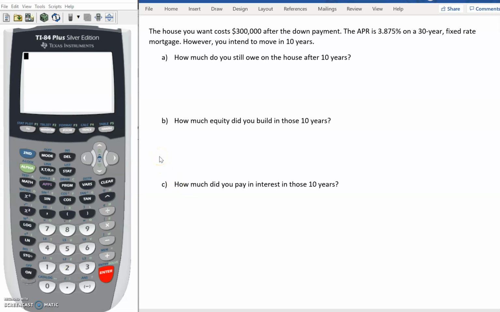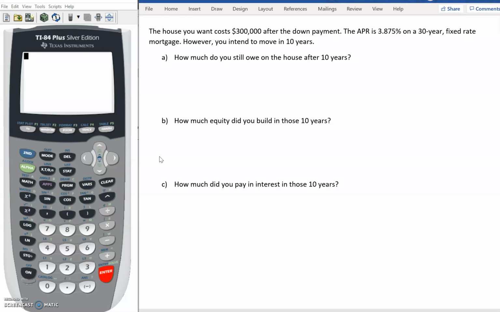Suppose that the house we want costs $300,000 after down payment. We've got an APR of 3.875%, and we're doing a 30-year fixed rate mortgage. A lot of what we're going to do in this, though, could certainly be applied to shorter term mortgages, whether they're fixed or adjustable rate, and even a long-term mortgage that's adjustable rate.